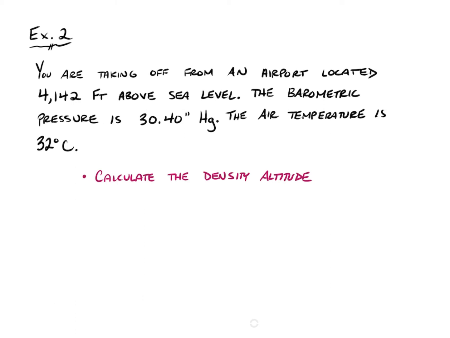In our second example, we are going to take a look at a similar problem. An airport is located 4,142 feet above sea level. The barometric pressure is 30.40 inches of mercury. The air temperature is 32 degrees, and we are tasked with finding the density altitude.